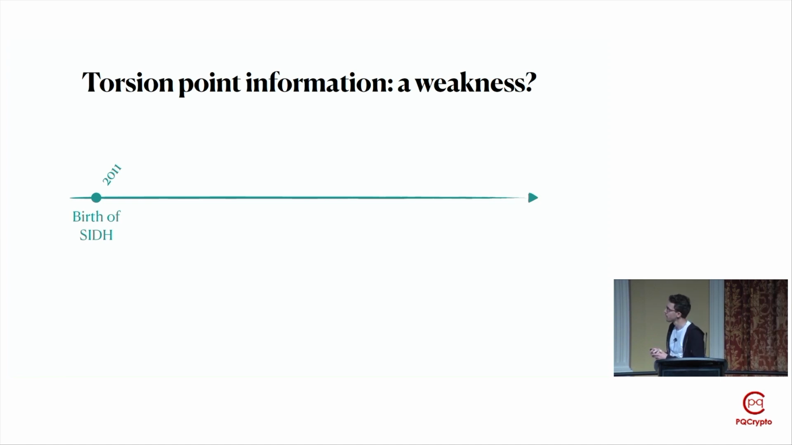Here's a quick timeline. The birth of SIDH was in 2011. It took a few years until 2016, where the first active attack exploiting torsion point information was found by Galbraith, Petit, and Silva. Active attack means that the attacker needs to change the information that is exchanged between Alice and Bob. The attacker introduces errors in what is exchanged, and depending on how Alice and Bob react to this error, they can guess a few bits, and bit by bit, they can reconstruct the entire secret.